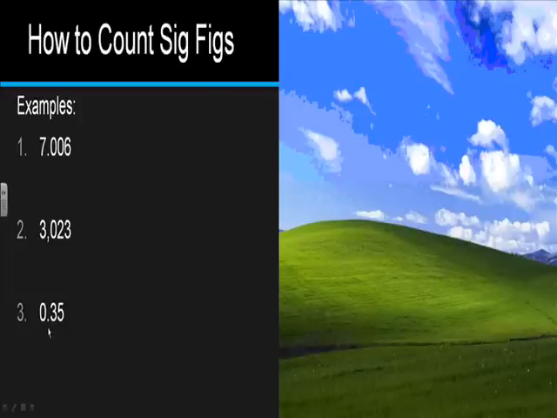0.35, the decimal is present, so we start on the left-hand side with the first non-zero number, 1 and 2. So there's 2 significant figures. And 90 only has 1 significant figure because you start on the right-hand side since the decimal is absent. You skip the 0 since that's the first number and count your 9.